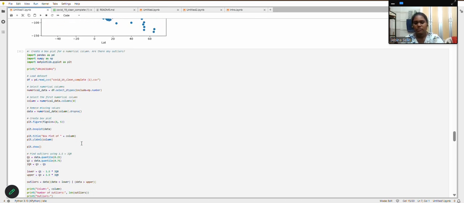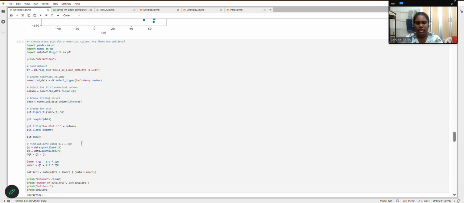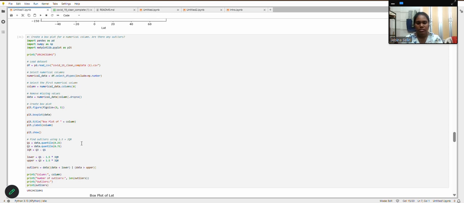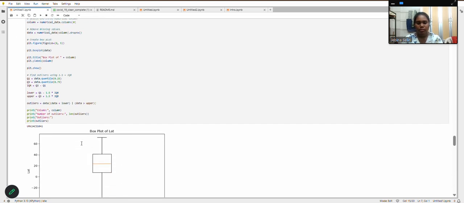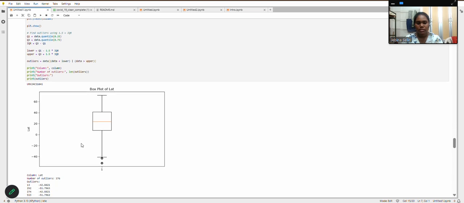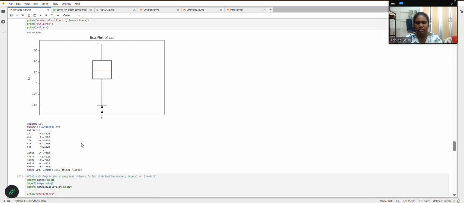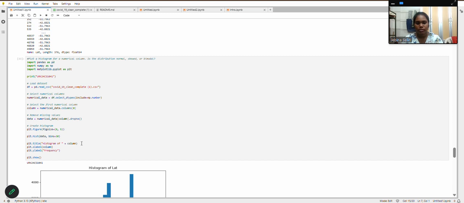In the 13th question, we create a box plot for a numerical column. A box plot shows important statistical information such as the median, first quartile, third quartile, and overall spread of the data. It is also useful for identifying outliers, values that appear far away from the main box, and whiskers may be considered outliers. The box plot gives us a quick visual understanding of the distribution and variability of the selected numerical variable.